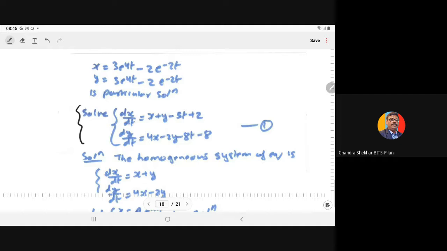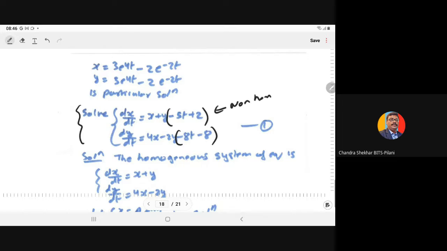Now we have to solve this equation. Solve dx by dt is equal to x plus y minus 5t plus 2, and dy by dt is equal to 4x minus 2y minus 8t minus 8. In this case, you can note down that this is f1(t) and f2(t), which means this is a non-homogeneous system of equations.